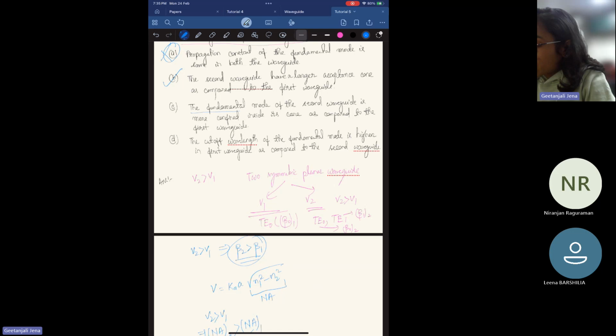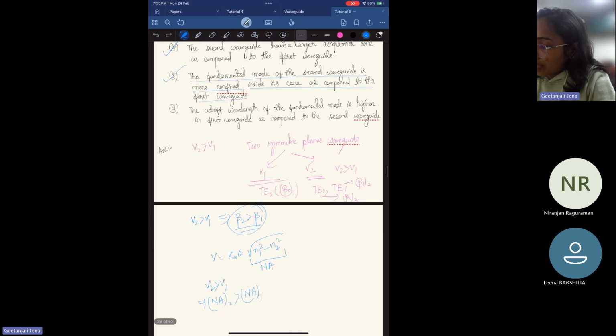Option C is the fundamental mode of the second waveguide is more confined inside its core as compared to the first waveguide, which is also correct. We have seen in option A. If the V parameter is high, then the beta value will be higher. Okay, this is also correct.